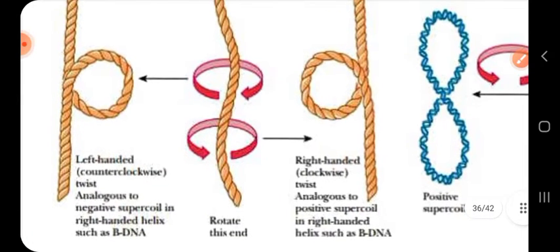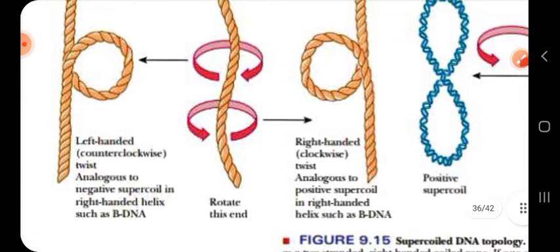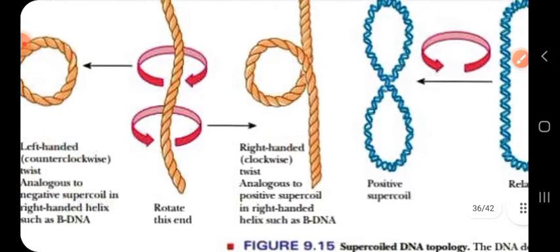And this is the right-handed twist, which is analogous to the positive supercoil in a right-handed helix, such as B-DNA. So when the DNA is twisted in a right-handed fashion, more coiling occurs, due to which it leads to positive supercoiling.